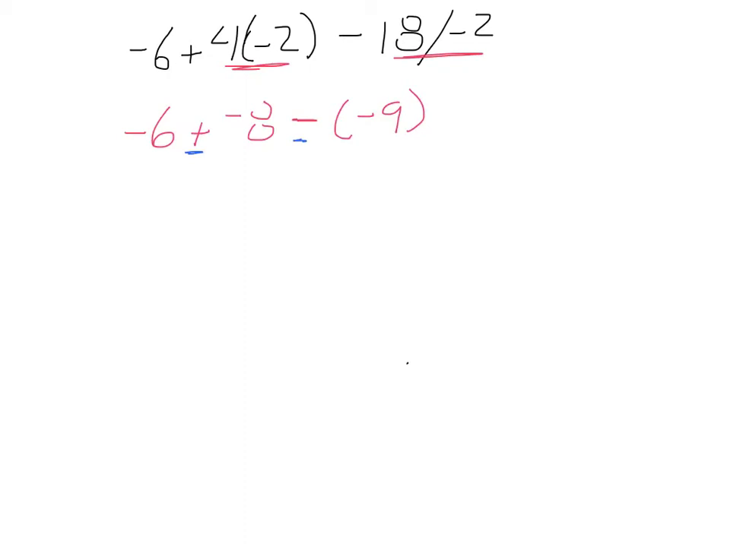So negative 6 plus negative 8 is a negative 14. Now remember, minus a negative is the same thing as saying plus the opposite, or plus positive. So that's the same thing as saying plus 9. And negative 14 plus 9 is negative 5. So this expression here simplifies to negative 5.